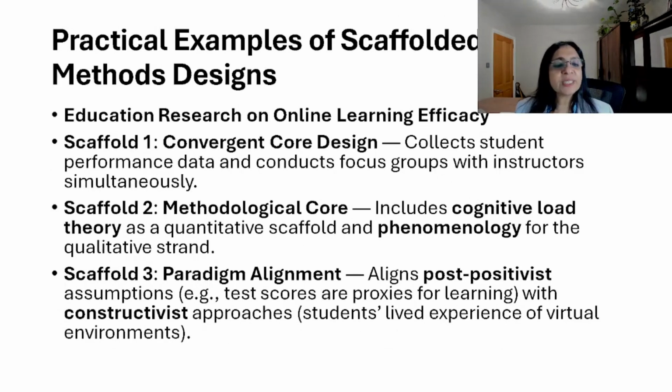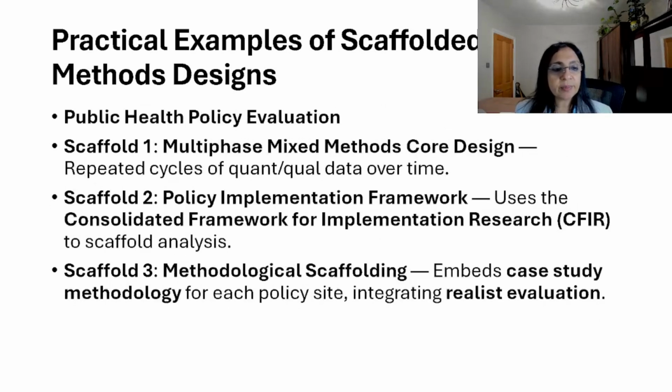The second example is from education research and online learning efficacy. Scaffold 1, convergent core design, collects student performance data and context focus groups with instructors simultaneously. Scaffold 2, methodological core, includes cognitive load theory as a quantitative scaffold and phenomenology for the qualitative strand. And scaffold 3, paradigm alignment, aligns post-positivist assumptions, for example test scores as proxies for learning, with a constructivist approach to students' lived experience of the virtual environment.